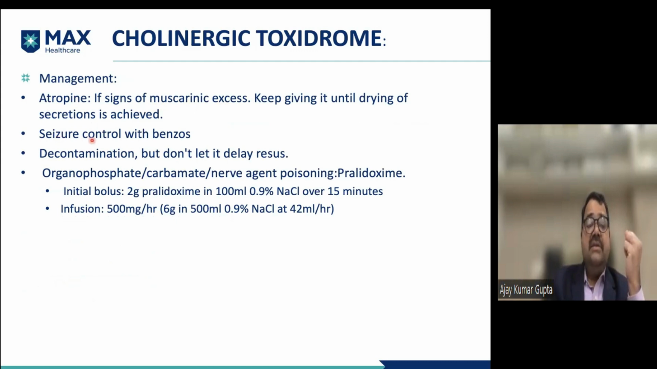Then the seizures are to be controlled by the benzodiazepines, and decontamination should be done, but don't let it delay the resuscitation. Also, in patients who are giving a history of organophosphate, carbamate, or nerve agent poisoning, then we use pralidoxime. This is the dose: 2 grams of pralidoxime is given over 15 minutes, and then it is followed by the infusion of 500 mg per hour.